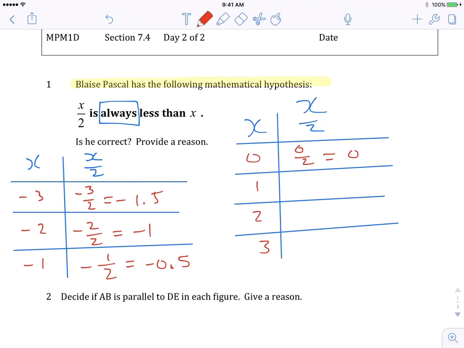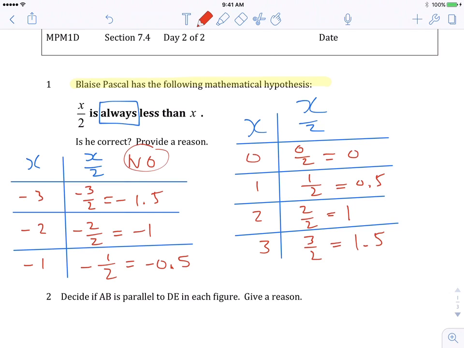And when x is 1, then we start getting 1 over 2, which is 0.5, and of course now x is greater. When x is 2, 2 divided by 2 is 1, that's less. And when x is 3, 3 divided by 2 is equal to 1.5, which is, of course, less. So it is not always true. It asks us, is he correct? The answer is no, it's not correct.